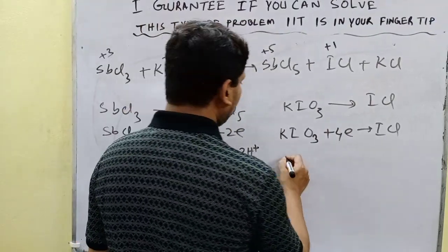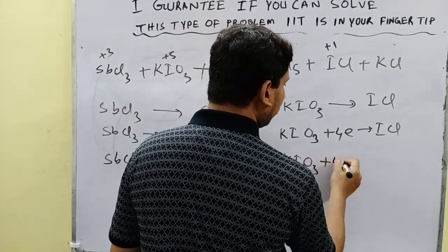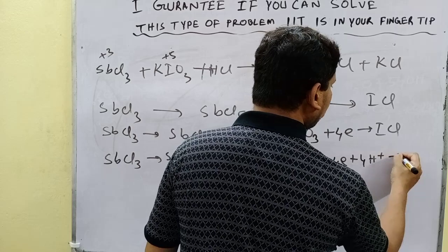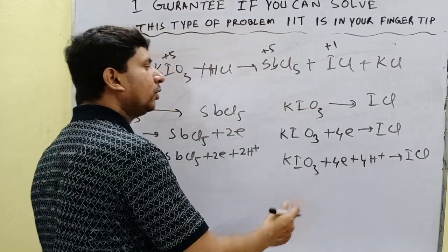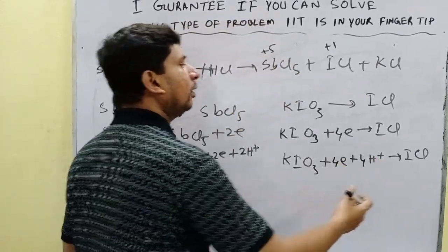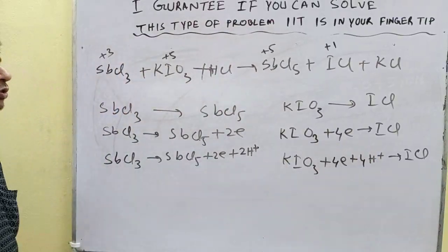Now here, KIO3 plus 4 electrons plus 4 H plus can get ICl. So this is charge balanced, 4 minus 4 plus, it is balanced, there is no charge. So in the left hand side there is also no charge.